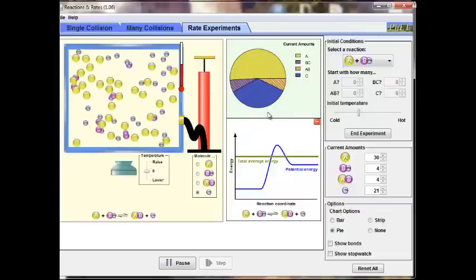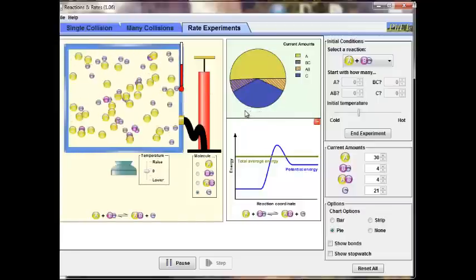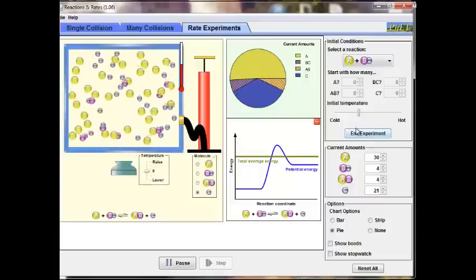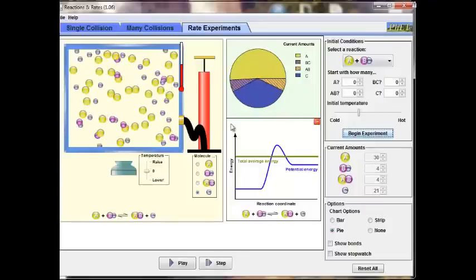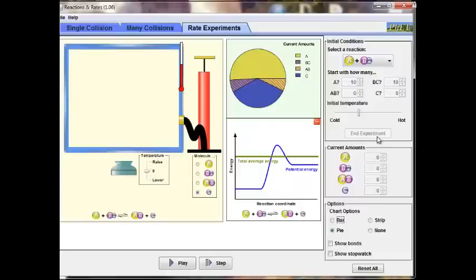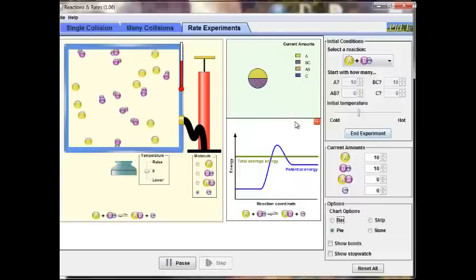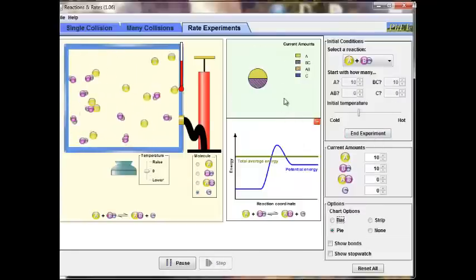And what happens to the adjustment there. Okay, now that is all fine and great for playing around and doing some noticing, but I want to also show you that you can set it up to be a little bit more controlled. You can start with a certain amount. So you could start with 10 A and 10 B, and then go ahead and start the experiment and watch what happens.